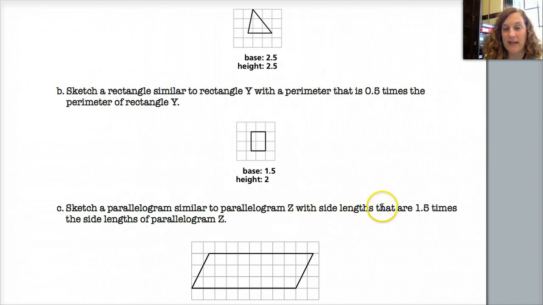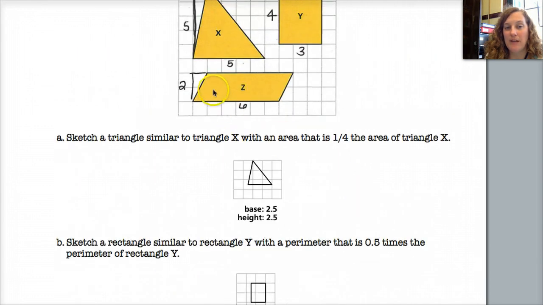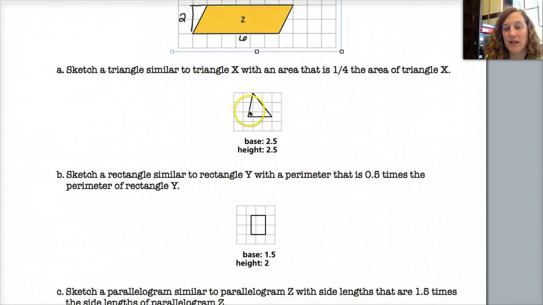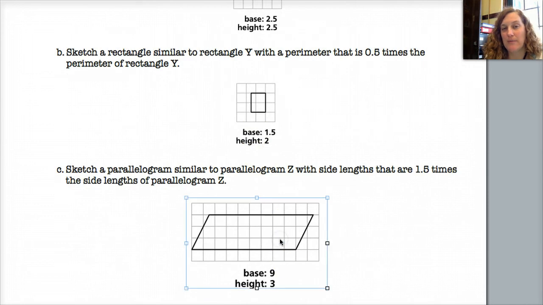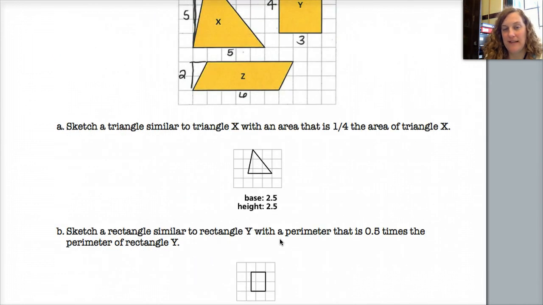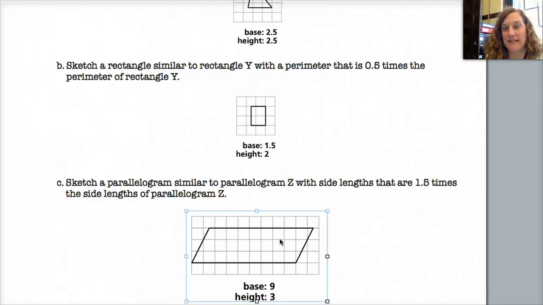And this one tells you the scale factor right off the bat, so sketch a parallelogram that's similar, that has side lengths that are 1.5 times the side lengths of the original. So this is telling you right off the bat the scale factor is 1.5, so you come back up, it was 2 by 6. So if it's 1.5 bigger, remember to do 1.5, you do 2 times 1 is 2, half of 2 is 1, so your new parallelogram is 3 by 9, because it went from 2 to 3 and 6 to 9. That's how you find one that's 1.5 times bigger.